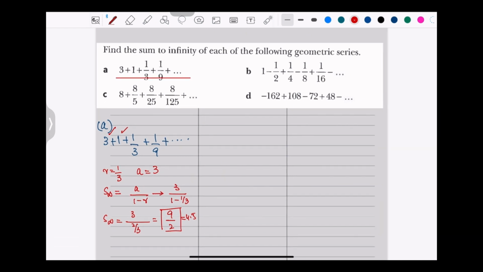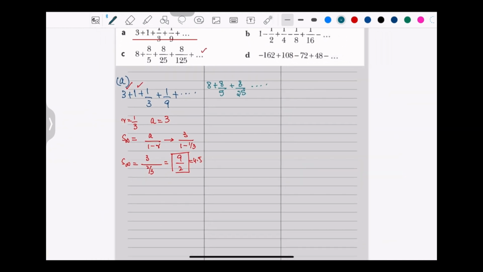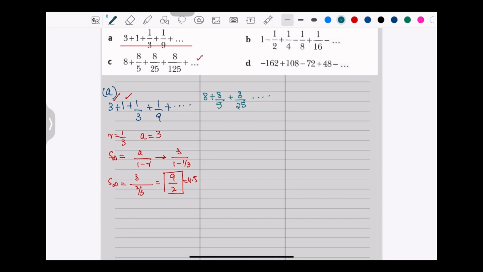Now let's look at another question here. So if we have 8 plus 8 over 5 plus 8 over 25 and so on. In order to find the sum to infinity or check whether it is converging or diverging, r is going to be 8 over 5 divided by 8, which is going to be 1 over 5. And the first term is 8. When the ratio is less than 1, as you could see, we do get the idea that it's going to converge.